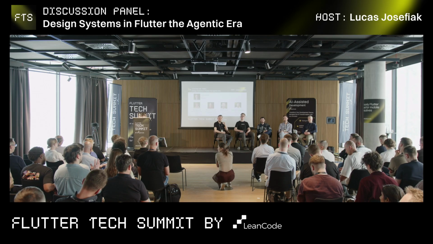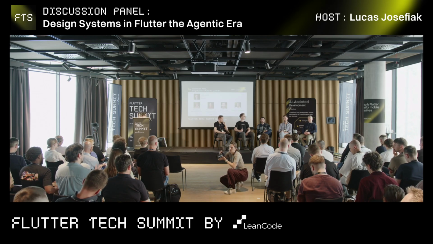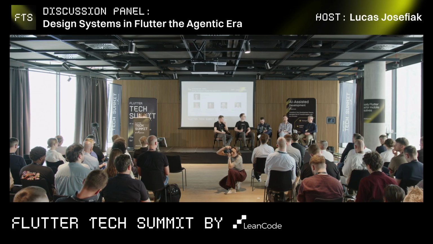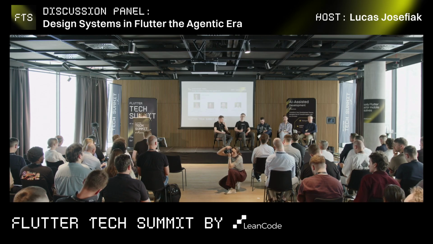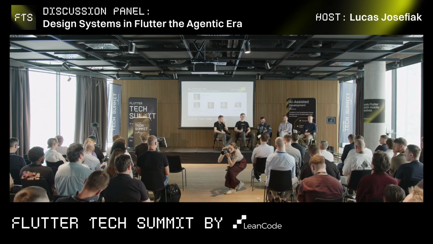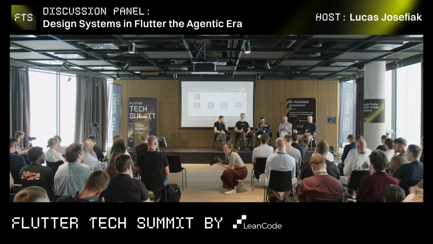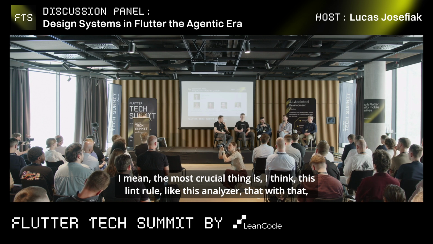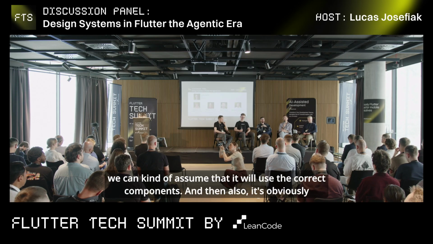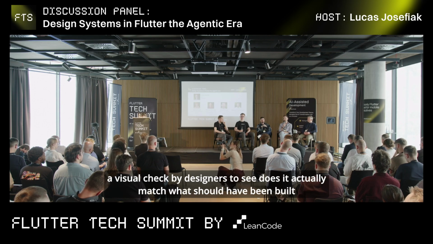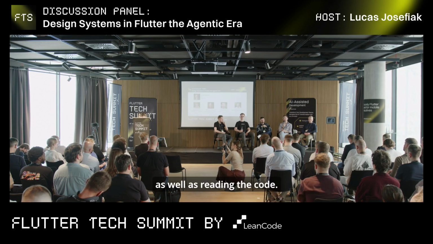Is there maybe some kind of metrics in general, or do you have some tests or something similar that you evaluated whether the LLM did well or not so well with the specific API that you designed for harmonized? I mean, the most crucial thing is, I think, this lint rule, this analyzer, with which we can assume that it will use the correct components. And then also it's obviously a visual check by designers to see whether it actually matches what should have been built, as well as reading the code.